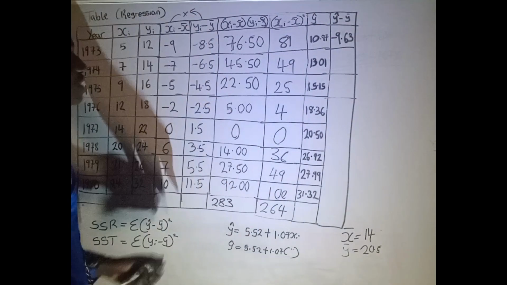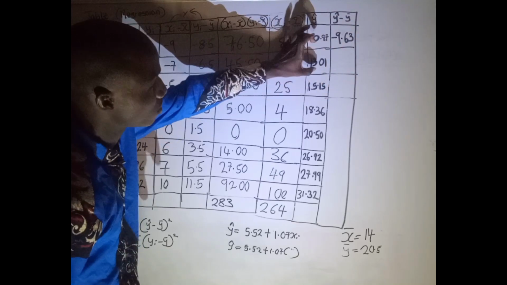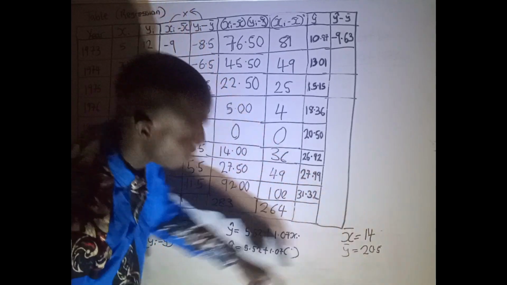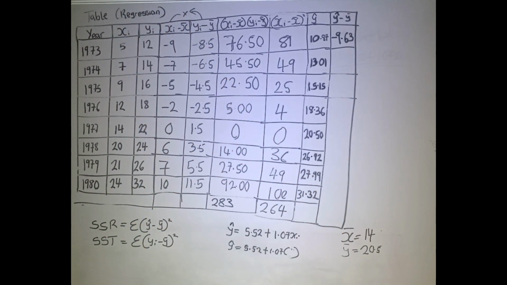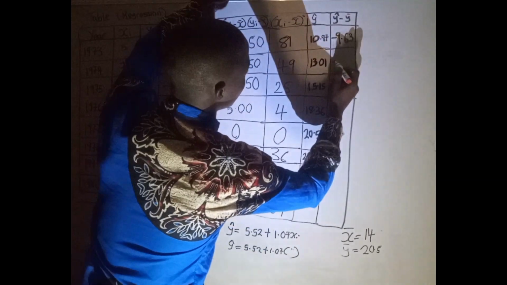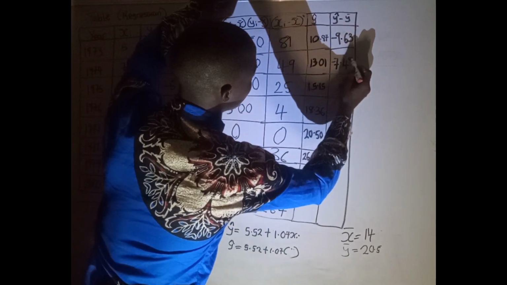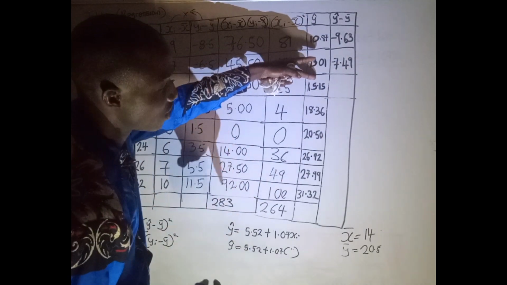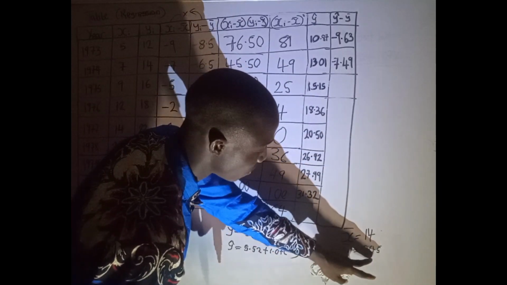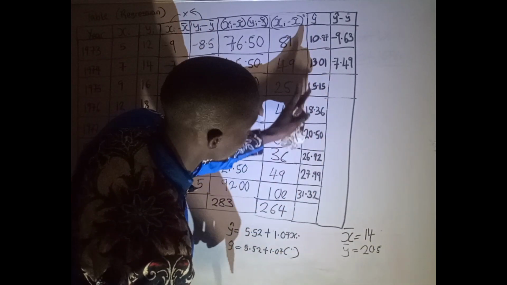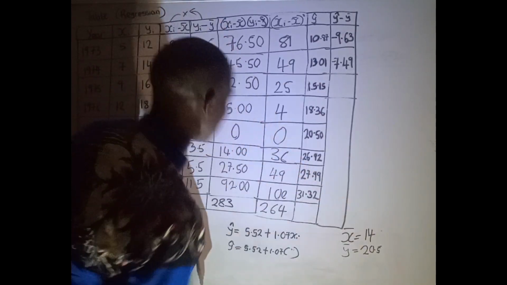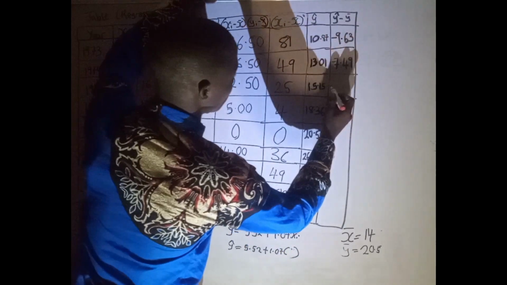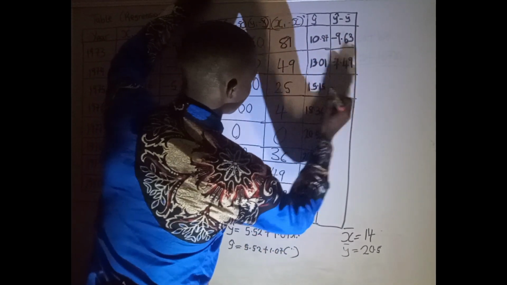For the next cell, I'm going to subtract the mean value of y, 20.5, from the predicted value of y, which is 13.01. The answer that I'm going to be getting is minus 7.49. For the next cell, I'm going to be subtracting the mean from the predicted value of y, which is 15.15. 15.15 minus 20.5 is minus 5.35.